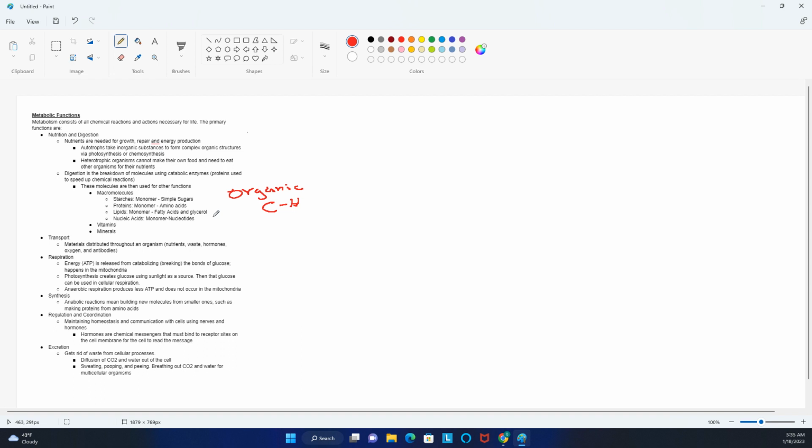When we talk about transport, that is materials distributed throughout an organism. Within a cell, this transport is going to happen from the cell membrane. Within an organism that is multicellular, it's going to happen via blood. So blood cells are usually going to handle this job. This is a transport of nutrients, moving waste from respiration, hormones, oxygen, and antibodies. As you can very clearly see, those are things that blood handles very easily.